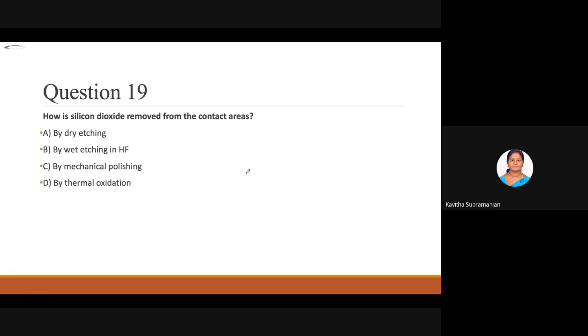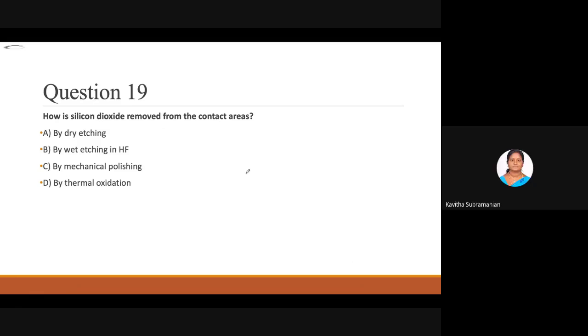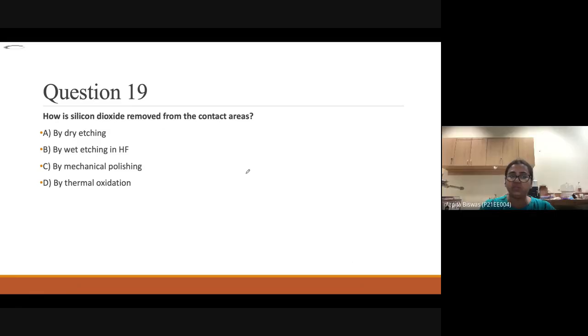If you want to deposit any material, we put the wafer in the furnace. Oxidation is used, so an oxide layer will be deposited. Thermal means some temperature is there. In the presence of some temperature, a silicon oxide layer is deposited. Now tell me the different thermal oxidation processes.